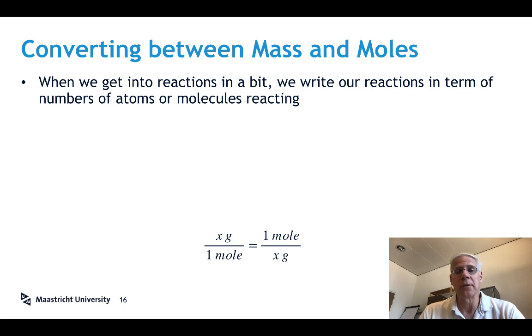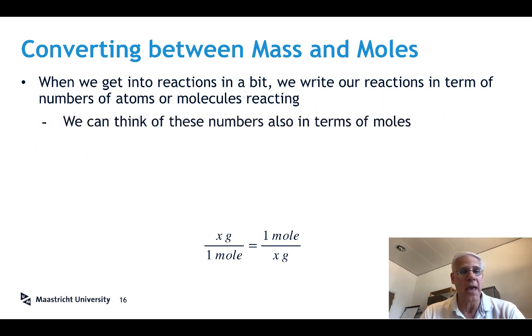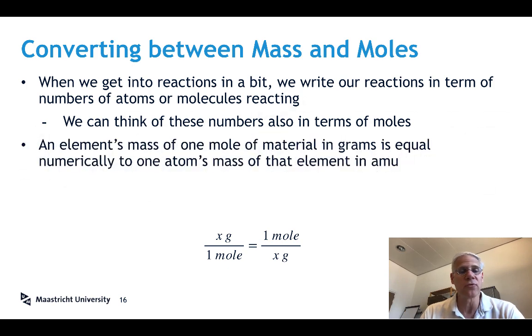One of the more common calculations that we do is to convert between mass and moles. Now, when we write our reactions, we can actually write them in terms of atoms or molecules reacting. That doesn't do us much good because we don't actually add simple atoms or molecules into a beaker. We add much larger amounts. So we can actually think of these numbers in terms of moles as well.